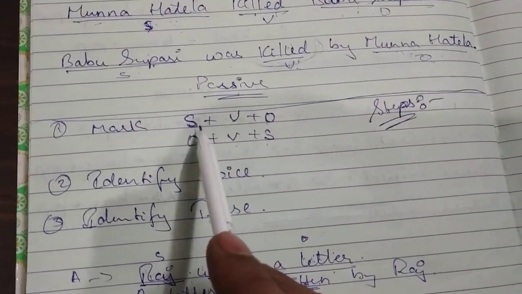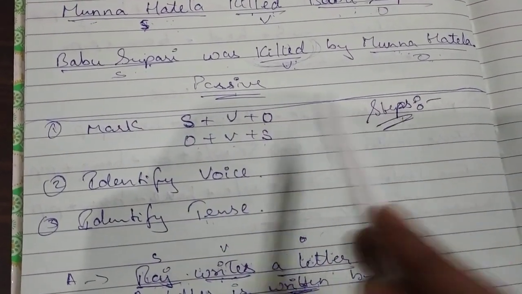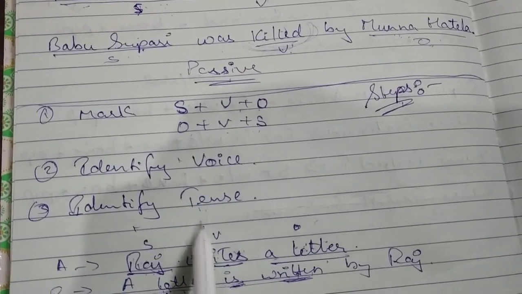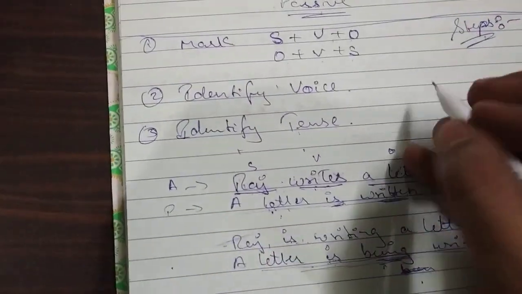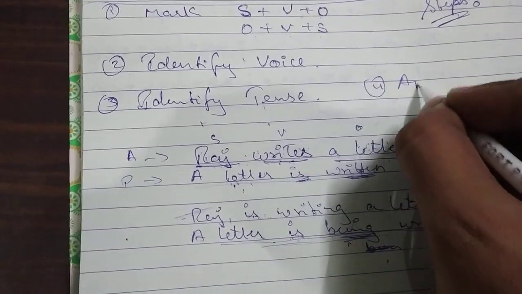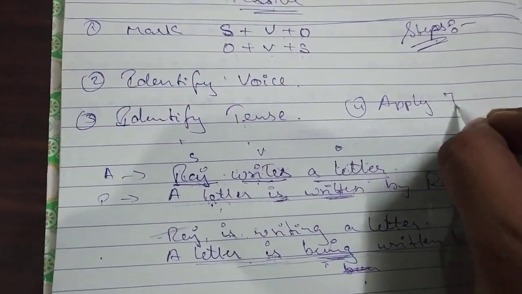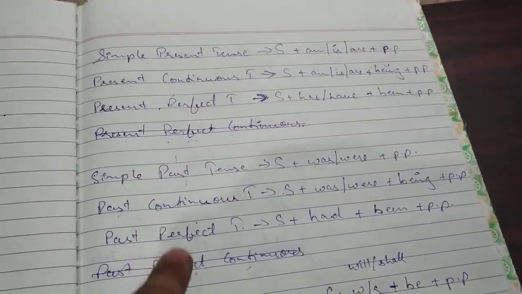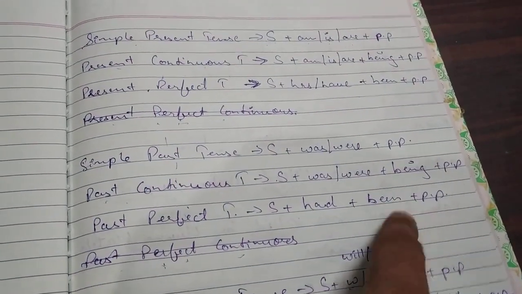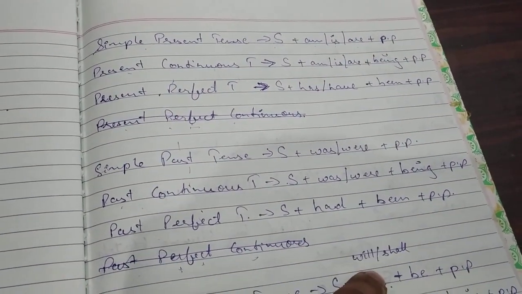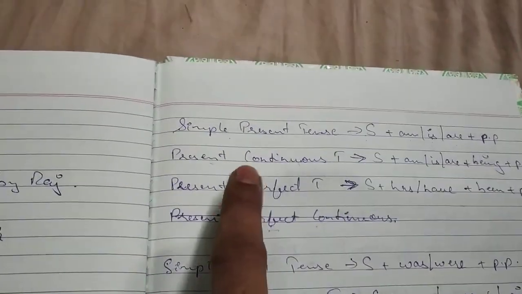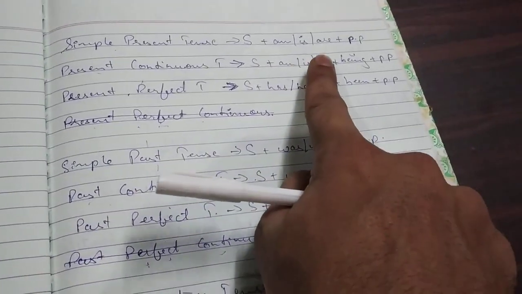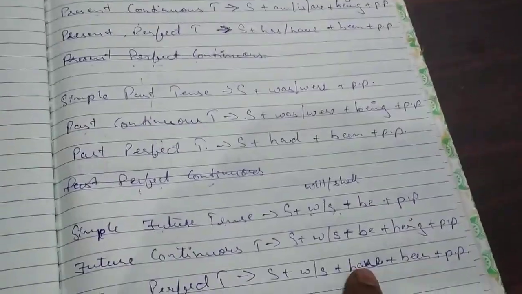Now see, the steps are very necessary: marking of subject, verb, object, then identify the voice, and then identify the tense. Once you have identified the tense, you simply apply the format. Once I have identified in which tense it is, I will directly apply the format and make it passive voice. Understood? So if the sentence is in active voice and it is in these tenses, you have to make the passive voice using these formats.